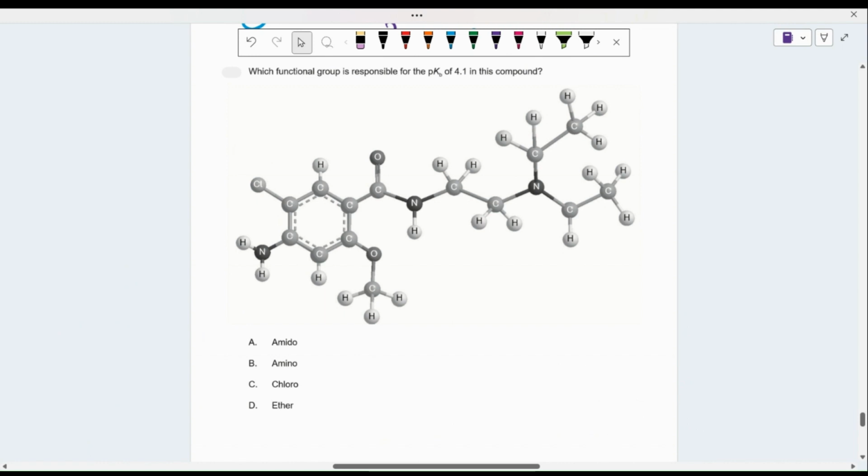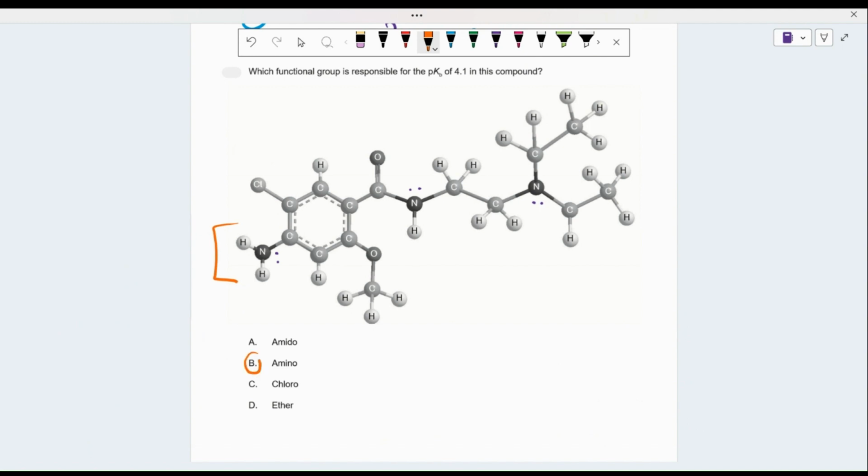Which functional group is responsible for the pKb of 4.1 in this compound? Okay, pKb, we're looking for a base. So that means we're looking for something that has a lone pair that can be protonated, that can act as a base. We're looking for an electron donor. And we see that this nitrogen here has a lone pair. This one does as well. And so does this one. Okay, well, then let's just say it's this amino.